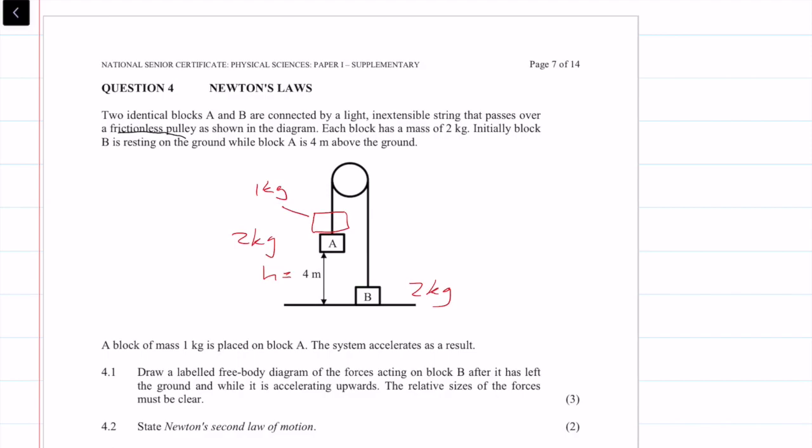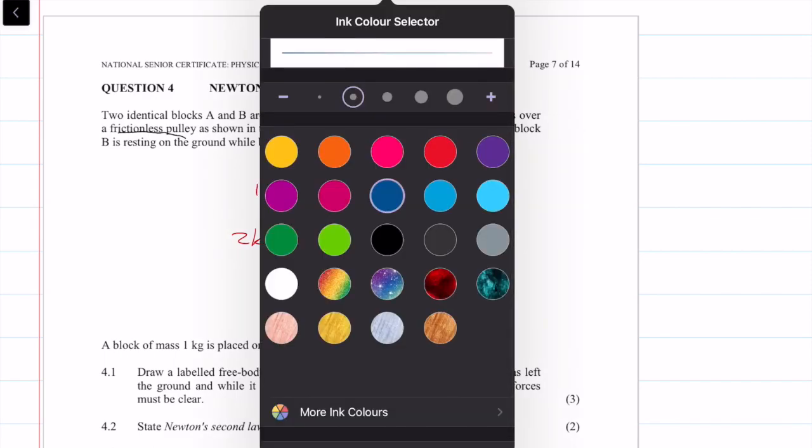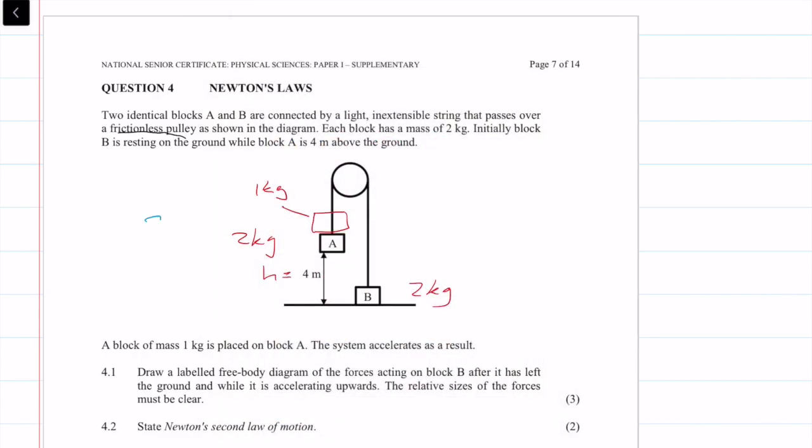Okay, and this makes sense. If we look at the system, we can see that on the left we have 3 kilograms, and on the right we have 2 kilograms. So obviously this system is going to move counterclockwise. Block A is going to move down, and block B will move upwards.